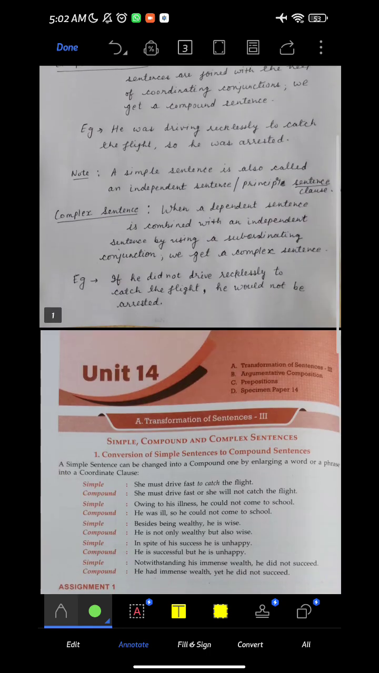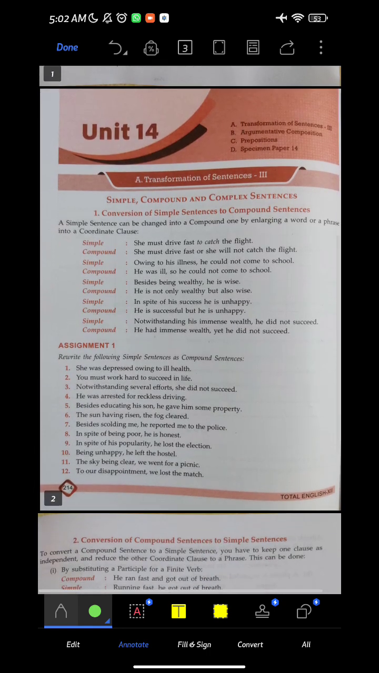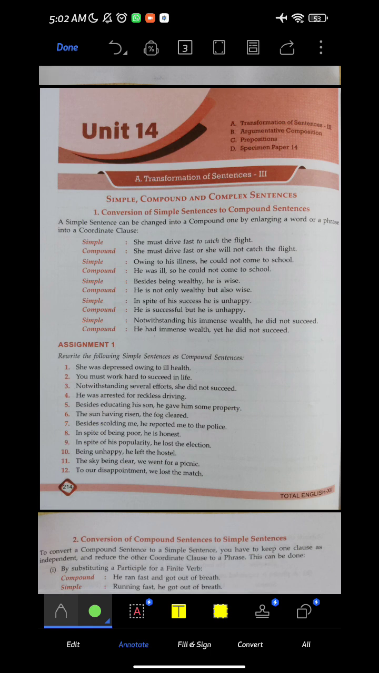So students, we have here some exercises which you have already done in the previous classes, so you will not find it that difficult to solve them. Here we have some examples: conversion from simple to compound sentence. This is your grammar part, question 3 part 1. Such questions can be asked from you.